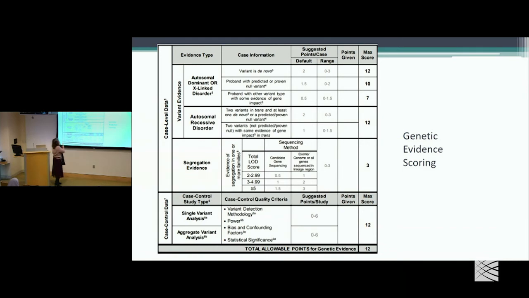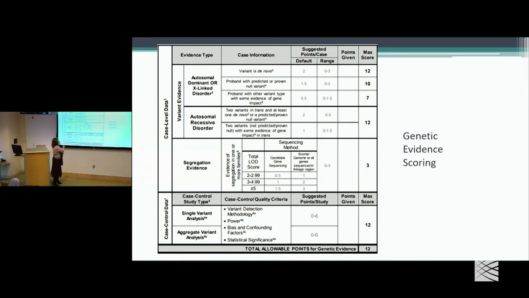And that's for autosomal dominant or X-linked disorders. For autosomal recessive, there's evidence of a second variant in trans, where at least one of them is de novo or a null variant, or there are two variants that are not de novo or loss of function, and different points are scored for that.